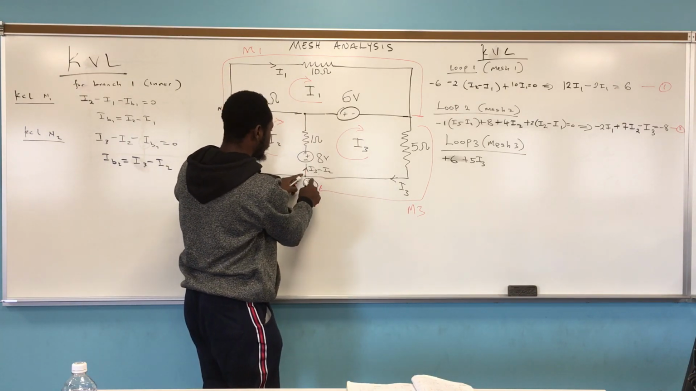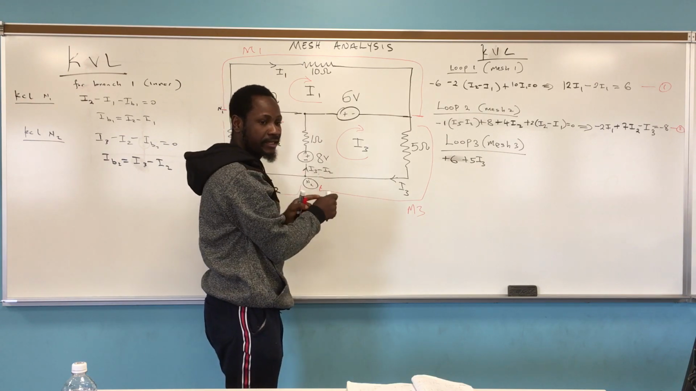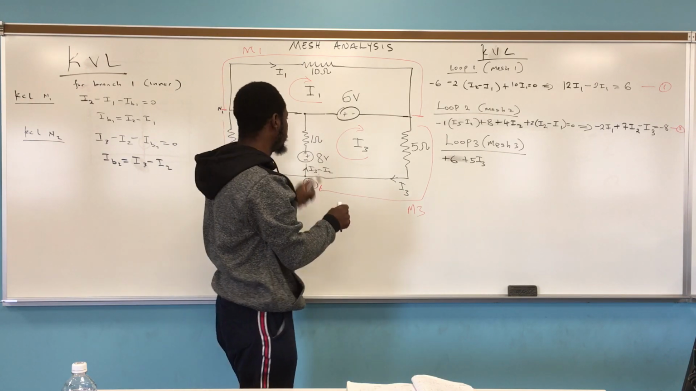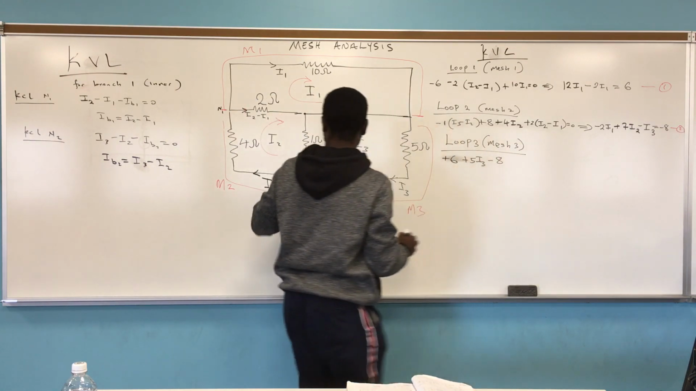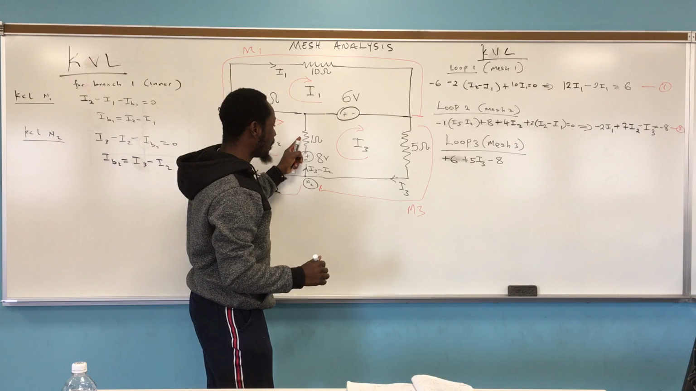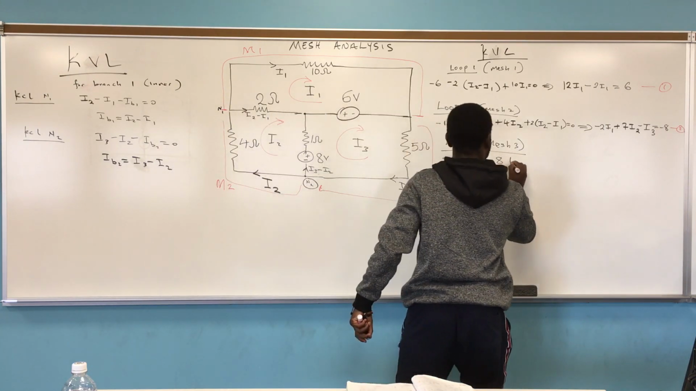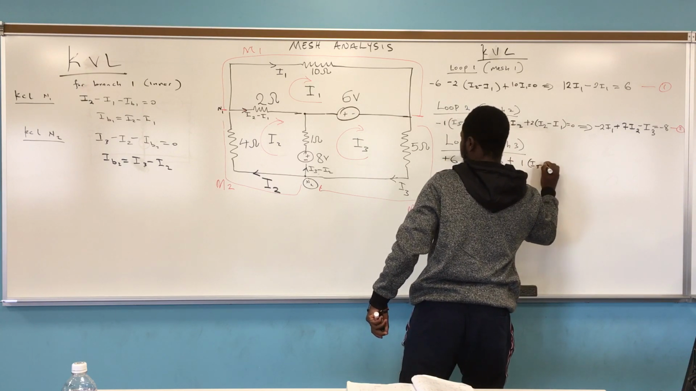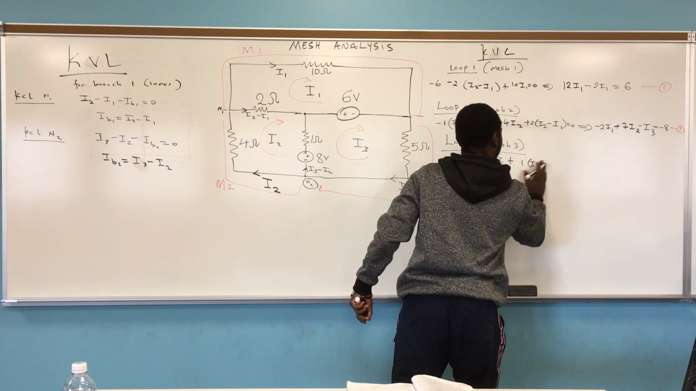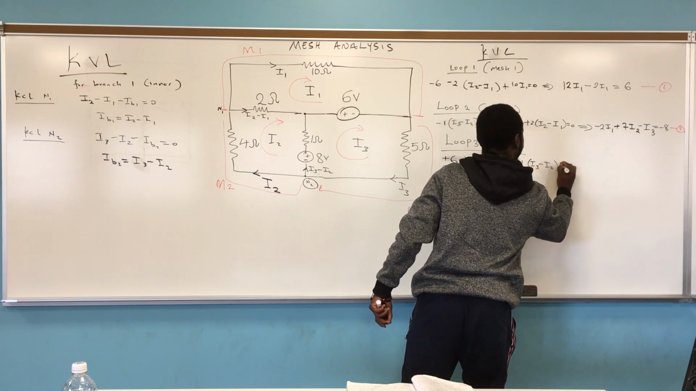So we hit this negative to positive. It is negative, because we're hitting negative first, negative 8, and then we hit this one, and we're in the same direction as the current here. So we have plus 1 times I3 minus I2, I3 minus I2, equal to 0.